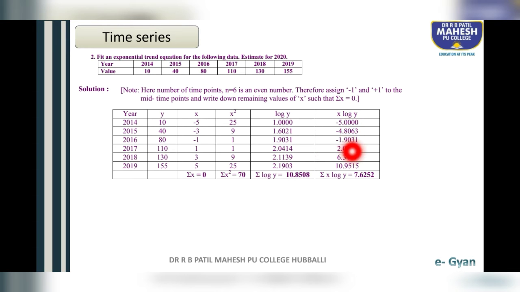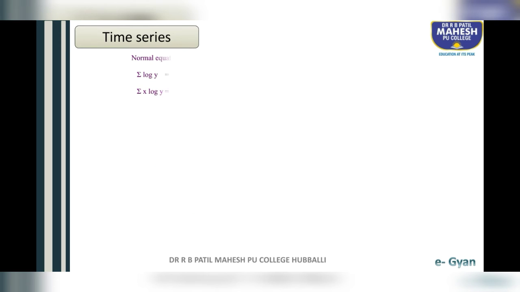Then add these values, x into log of y. So after adding these values, summation of x into log y is equal to 7.6252. As you know, the exponential trend equation is y is equal to a b raised to x. So by taking logarithm on both sides, it becomes log of y is equal to log a plus x into log of b.